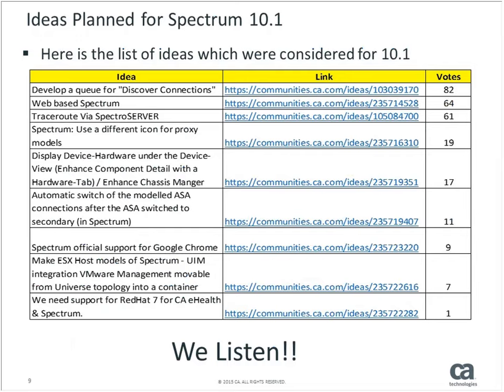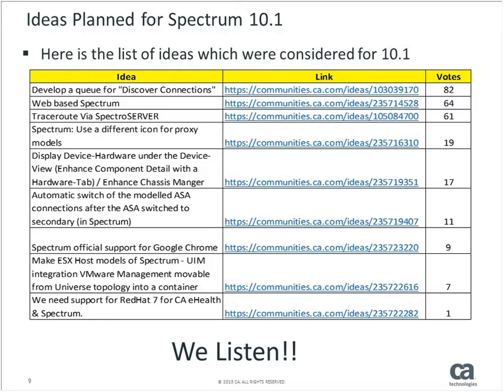And that's why, even if the number of requests is less, we tend to pick them up, because the applicability of that particular idea is pretty broad. So we do select some of those ideas as well. In some cases, specifically this Red Hat 7 one, that was anyway on our backlog, and that's why we just marked it as accepted.